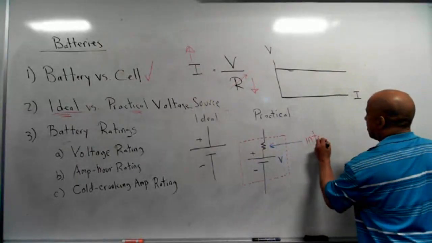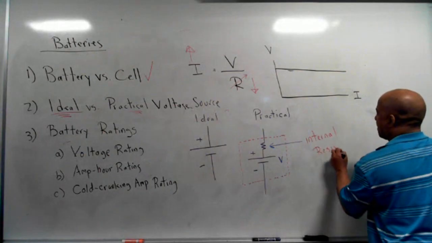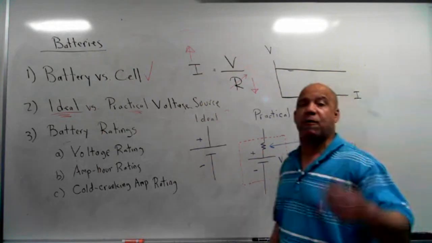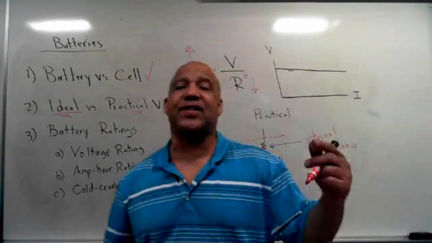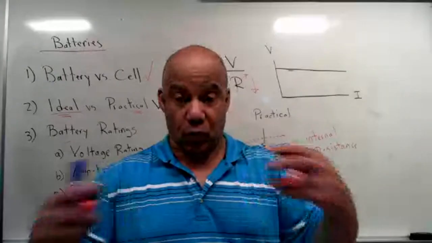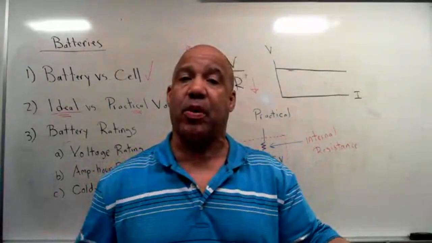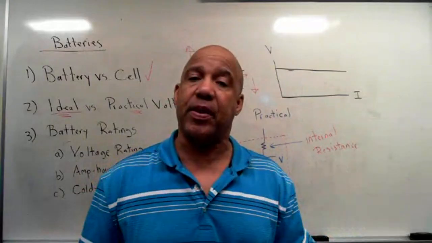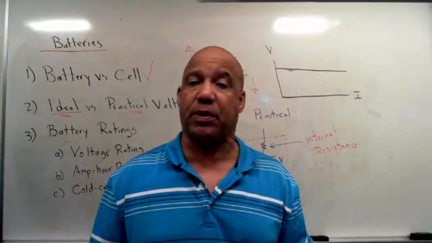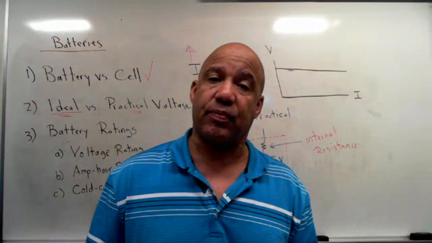Internal resistance. But the thing about it is, even though it's not an actual physical resistor, it still is a resistance. And resistances do two things. Resistances cause heat. They heat up when current passes through resistance. So when you use your car battery or any battery, the temperature of it goes up a little bit. And resistors also divide voltage.